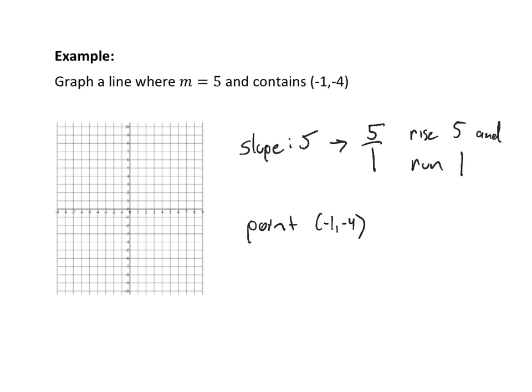(-1, -4). So let's start by putting that point on the graph. (-1, -4). From that point, we're then going to rise 5 and run 1. By running 1, that's going to create our positive slope. And if we connect those, we'll get a line that looks like this.